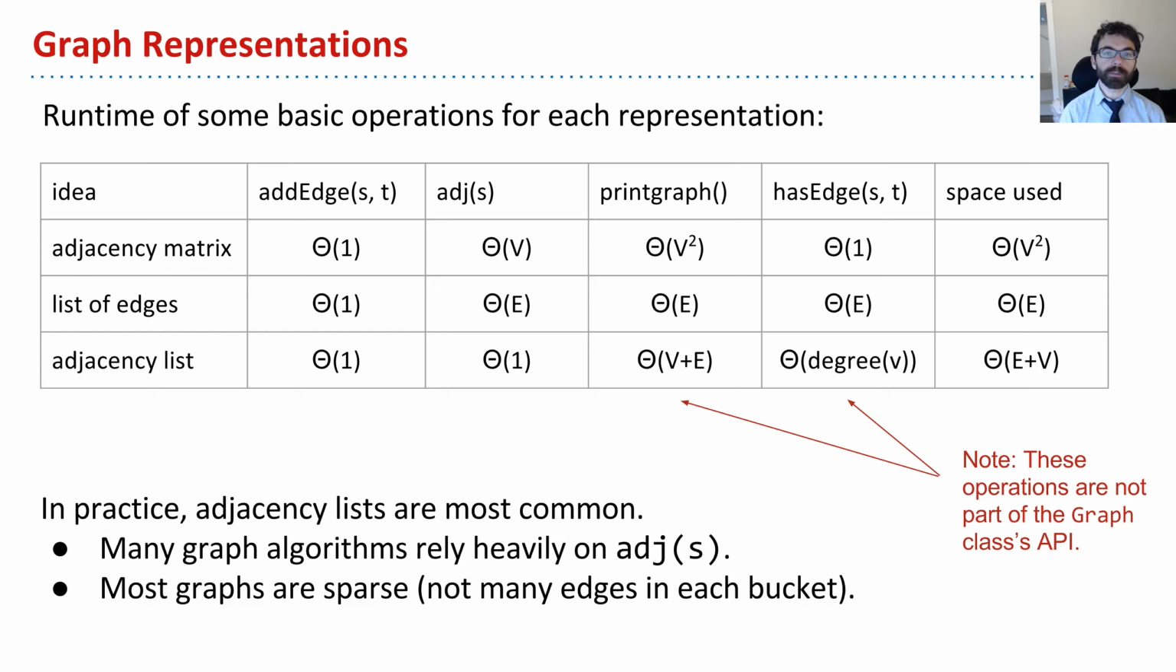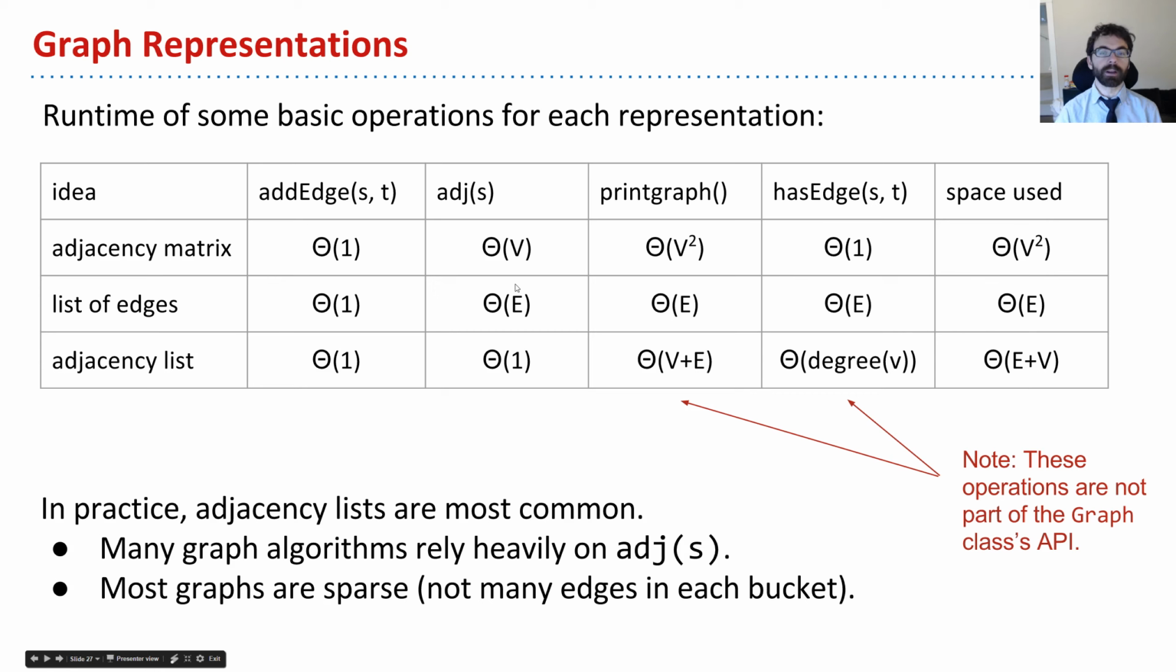To summarize each of the representations that we've talked about for graphs: adjacency matrix, list of edges, and adjacency list, I produced here this handy table. So let's consider that we write an add edge method. It turns out that this will be theta 1 for all of these different representations. The adjacency method will be theta V for the adjacency matrix, theta E for list of edges, and constant time for the adjacency list. And these two we just talked about.